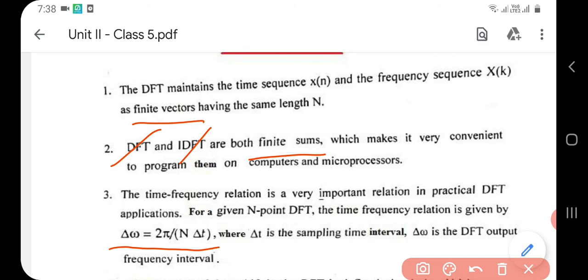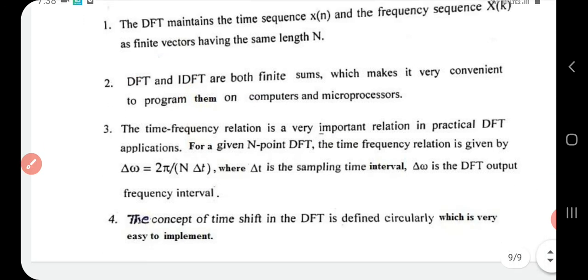Okay, now the last point is that the concept of time shift in DFT is circular, defined circularly, which is very easy to implement. So the time shift in DFT is mentioned in a circular manner, that is circular time shift, so that is very easy to implement. So that's all about the DFT.